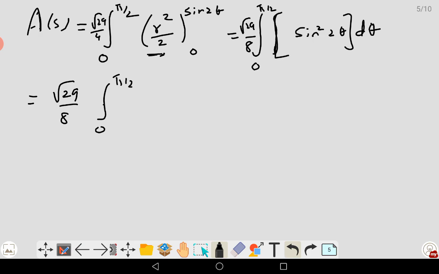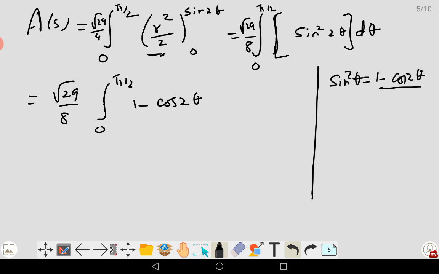Root 29 over 8 integral 0 to 5 over 2. We can write by using double angle formula 1 minus cosine 2 theta. Actually, you write the formula here. Sine square theta is 1 minus cosine 2 theta over 2. But when theta is replaced by 2 theta, sine square 2 theta, it will be 1 minus cosine 4 theta divided by 2. So this is cosine 4 theta, means cosine 4 theta divided by 2. Isn't it?